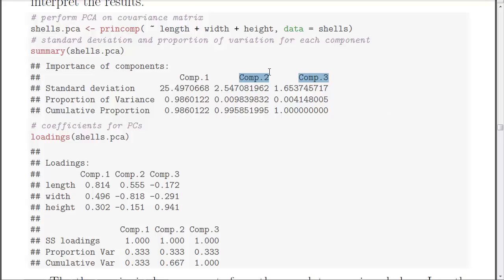If we were to remove these, we capture almost all the variance, and we've reduced our problem from 3 dimensions down to 1. That's a huge simplification. And then we could do all of our analysis using just this one principal component. So we could do one sample t-tests, for example.